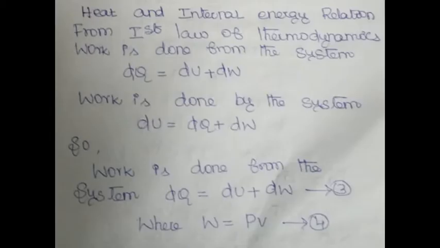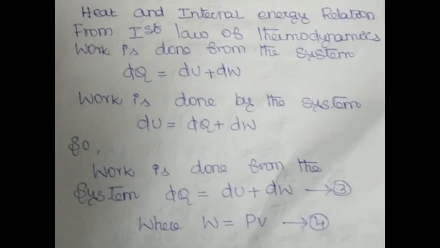Heat and internal energy relation from the first law of thermodynamics. When work is done by the system, dq is equal to du plus dw. In our case, work is done by the system, so we will take dq is equal to du plus dw. This is the third expression.